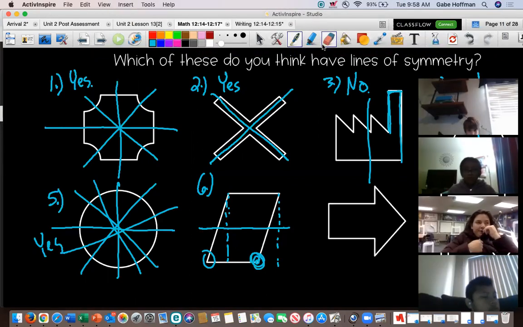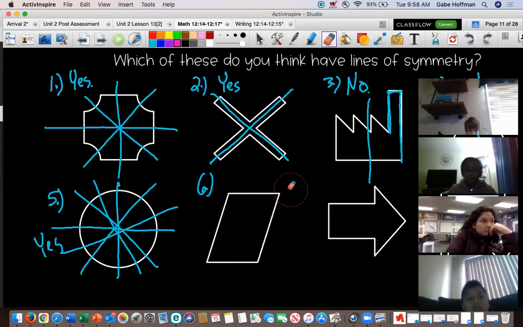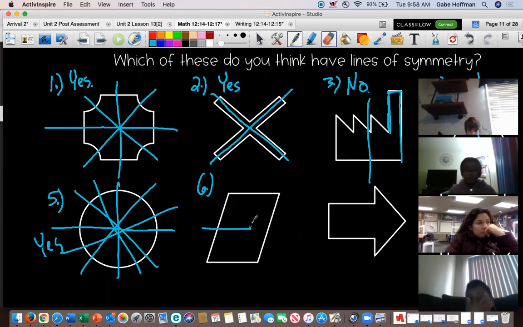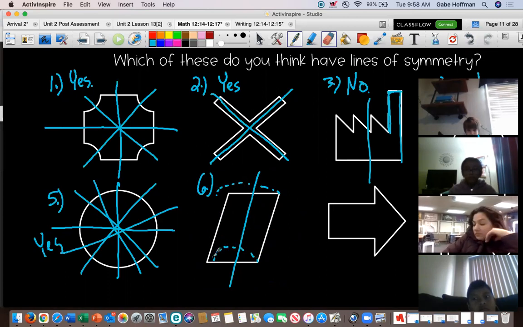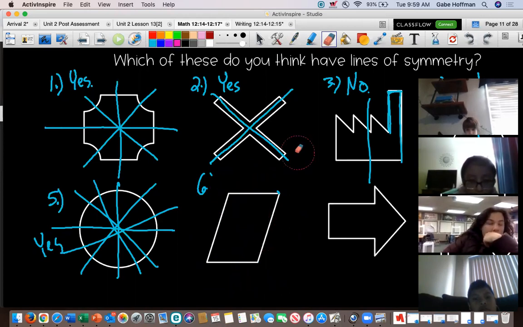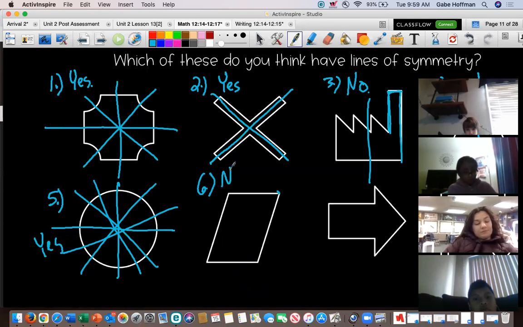The other thing I could do is fold it this way down the middle. Technically, if I fold it over, this corner is going to go all the way over here, and this corner isn't going to make it all the way to this one because of the way it's shaped. So number 6 is a tricky no. It's got a lot of things that make it look like it's symmetrical, but it's not quite a symmetrical shape. So number 6 is no.